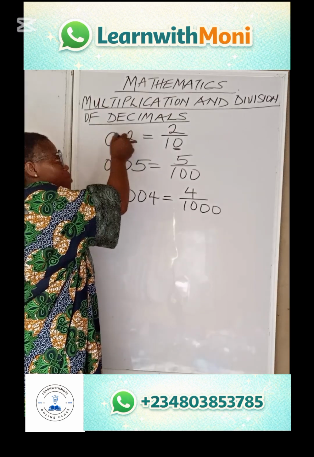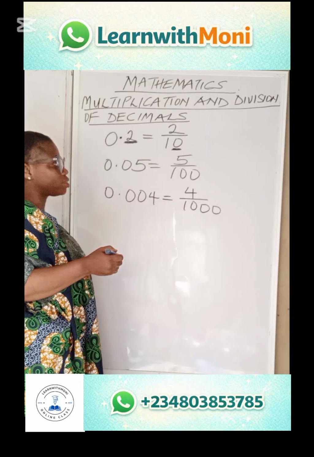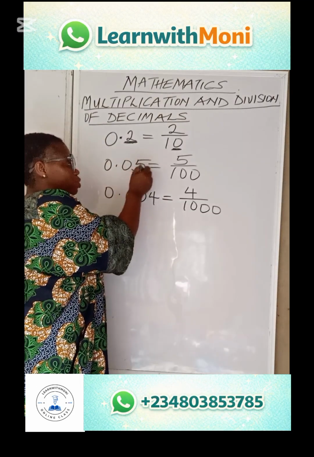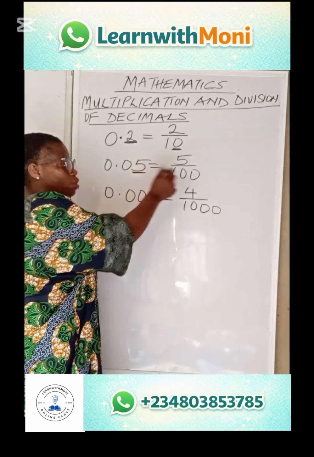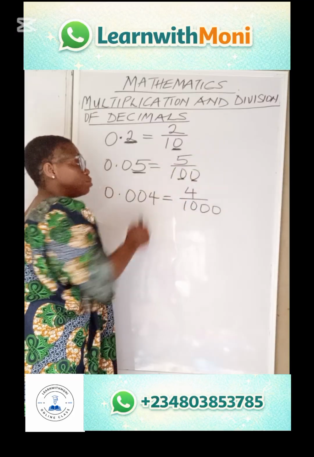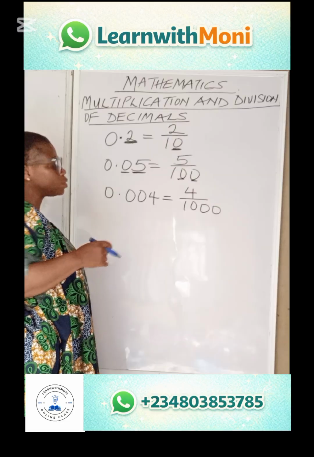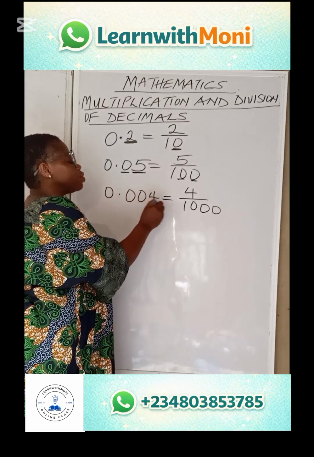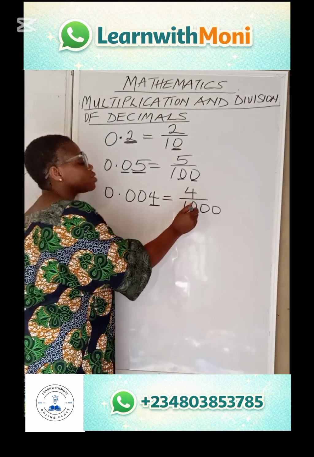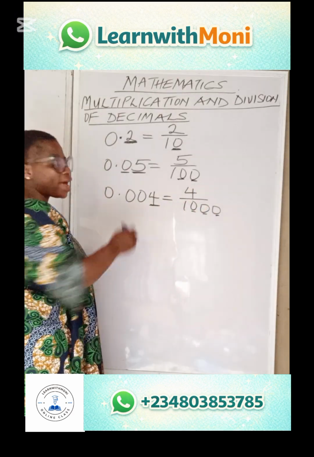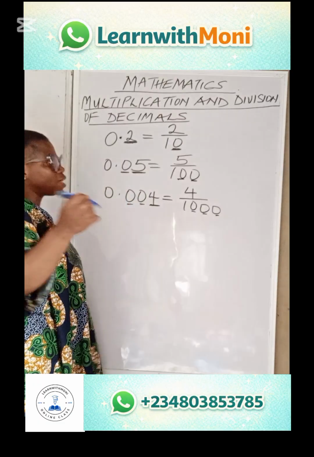Here I have just one decimal place, and that is why I have just one 0 at the denominator, which gives over 10. The first non-zero digit here is 5, so I write it as my numerator. Then my denominator is having 2 zeros, 100, because I have 2 decimal places, that is 2 digits after the decimal point. Over here, the first non-zero digit is 4, so I've written it as my numerator. But my denominator is having 3 zeros because I have 3 decimal places, 3 digits at the back of the decimal point.